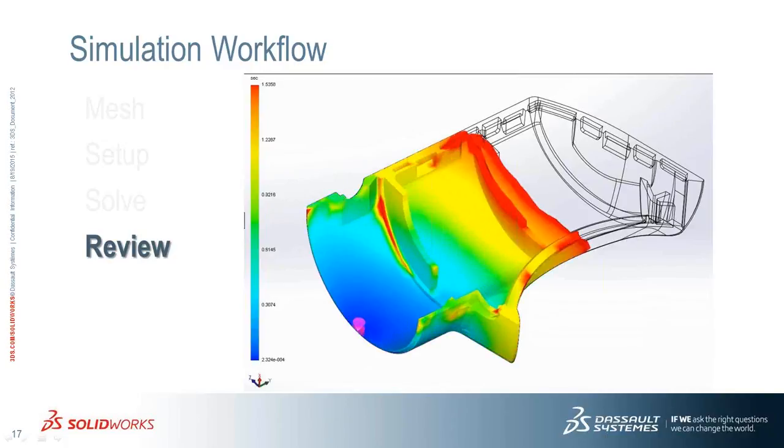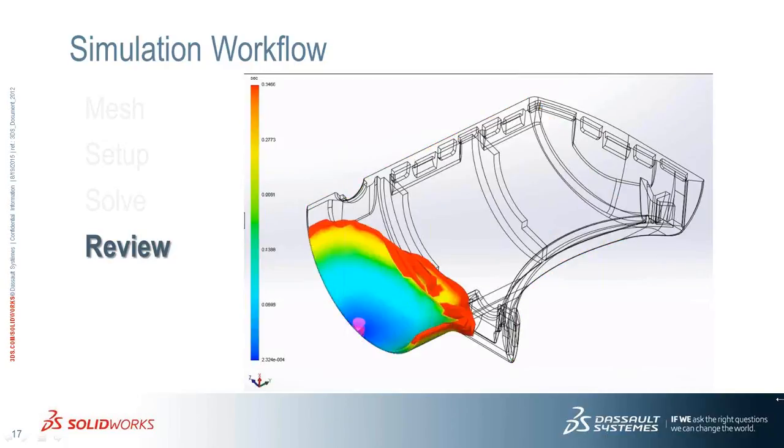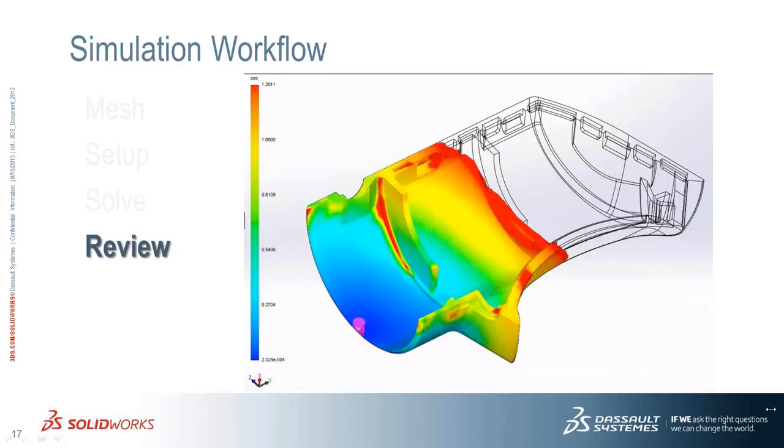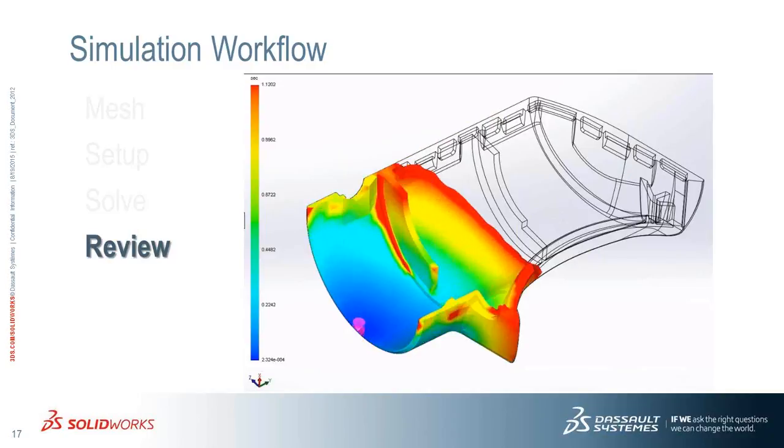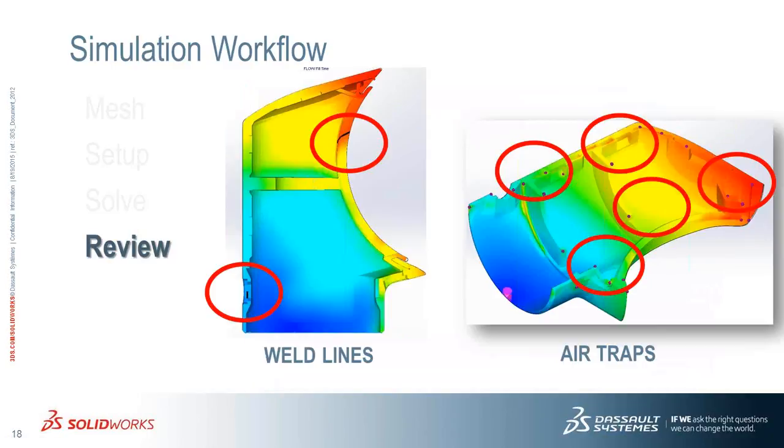The plot that you're seeing is the fill time plot for this part, showing that it takes roughly about 2.3 seconds for this part to fill up. You can also get some really detailed information on weld lines or knit lines and air trap locations, which helps you make suitable design changes in order to improve the overall quality of a plastic part being designed.